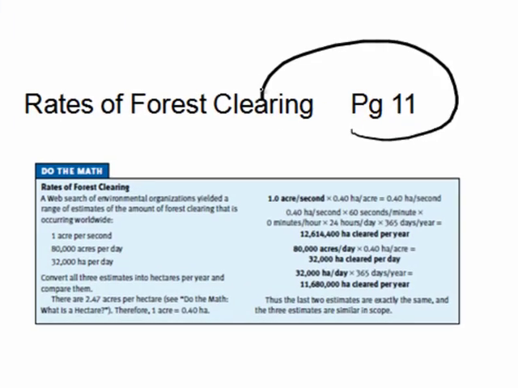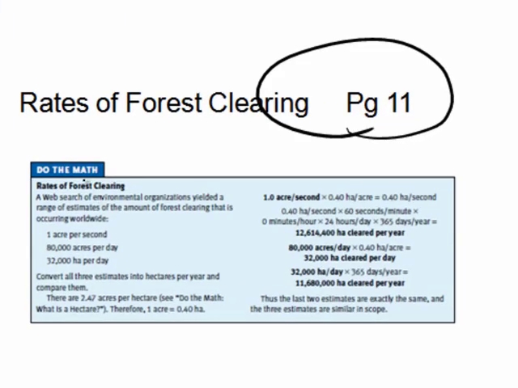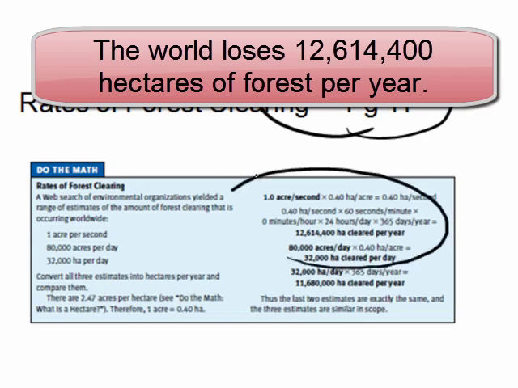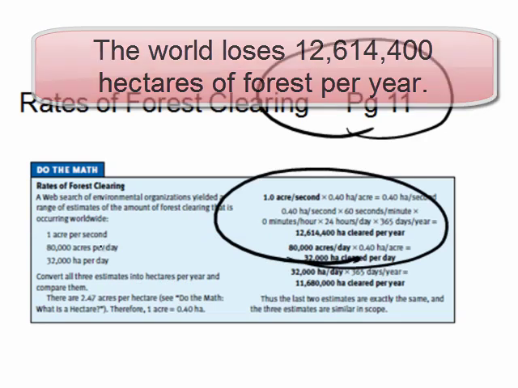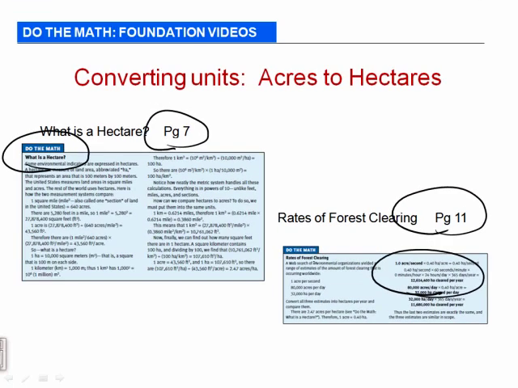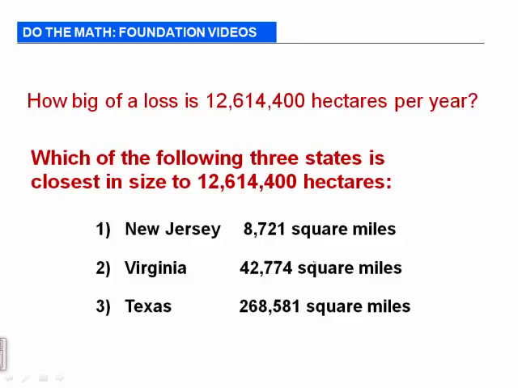And then on page 11, you'll notice that we get a little information about the amount of forest land that is cleared per second in the world. And they give us a big number here, this number right here, that there's 12,614,400 hectares of land destroyed per year. So how big is that number?